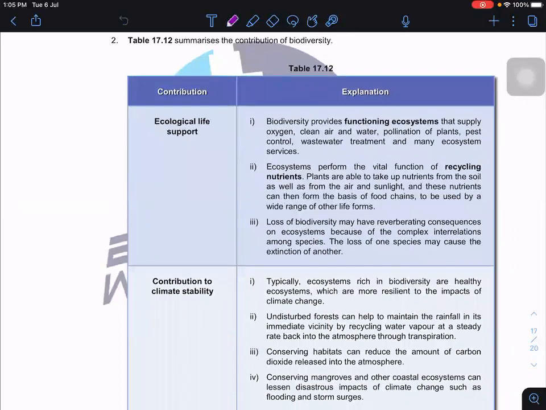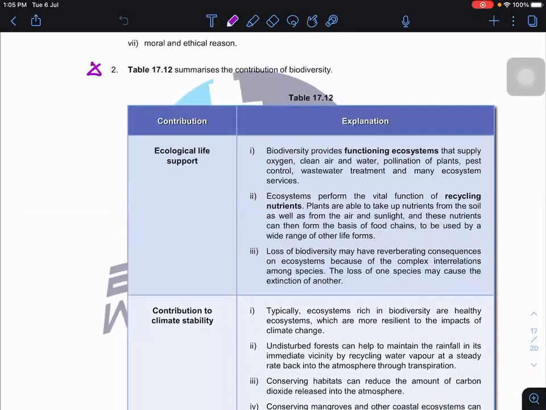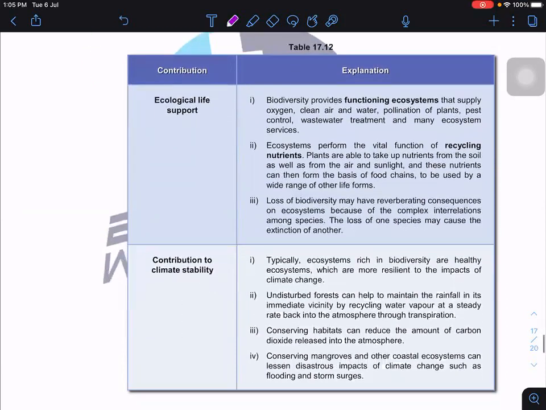Okay, this is because, highlight. Quite a number of questions always come out in essay questions and in structured questions, because these are the contributions of the biodiversity. So quite factual. Sometimes in a question you need to give an example, so please do use a suitable example to support your statement.